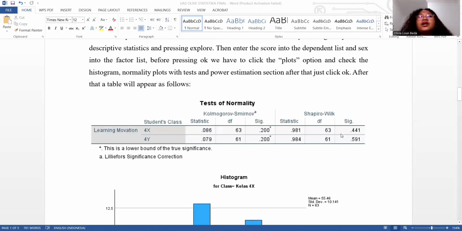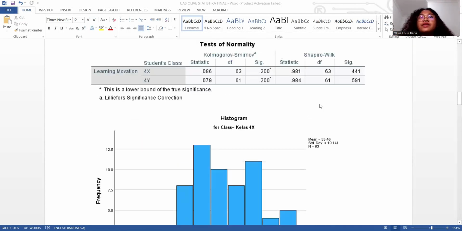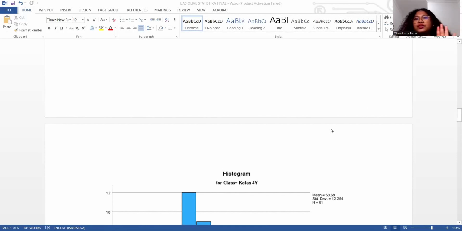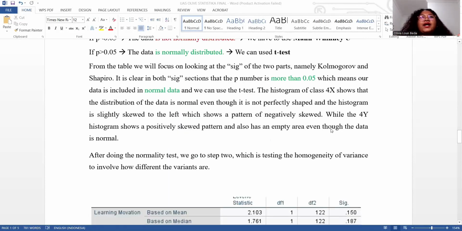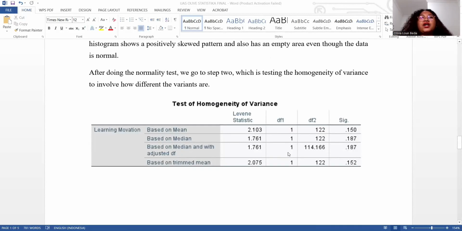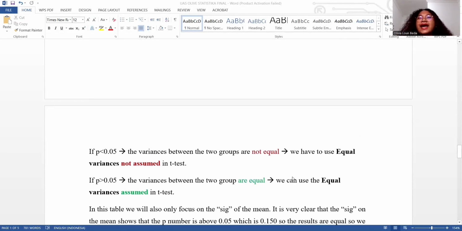You have to try to look at the p-value. If the data is normal, you can use the t-test. That is the two rules if you want to use the t-test. Now, because my data is normally distributed and the homogeneity is equal, I can use the t-test, and I can use the equal variance assumed in my t-test to test my hypothesis.